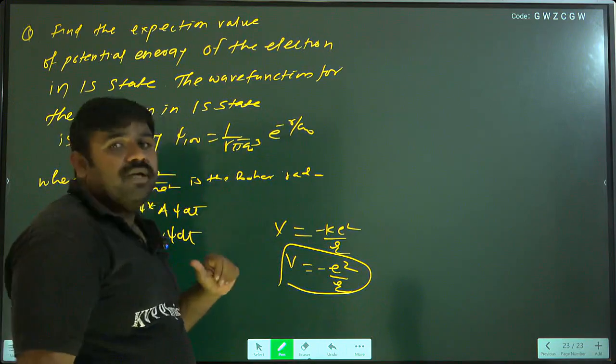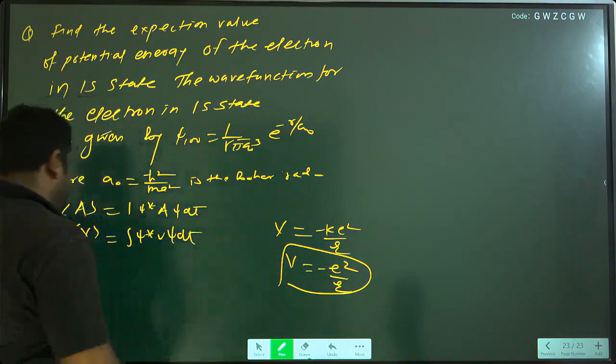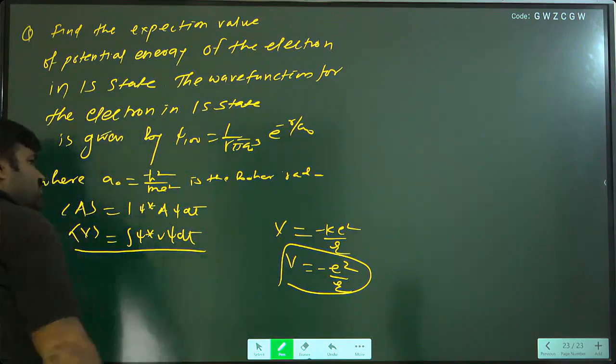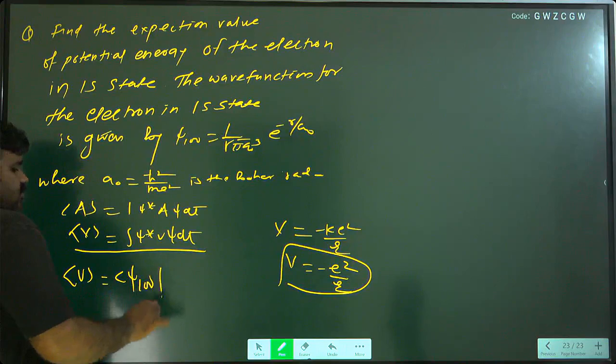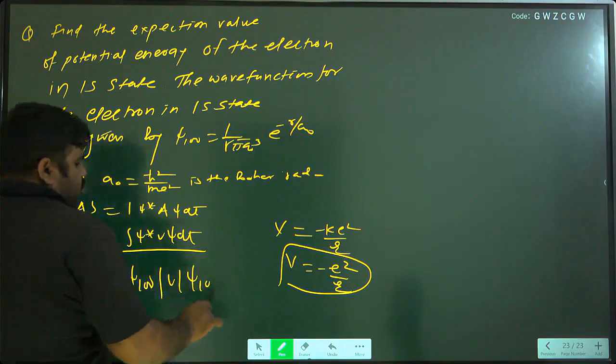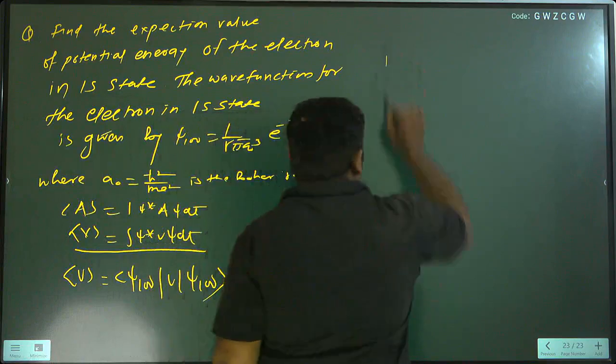But here the system is a hydrogen atom. What is the potential? Minus e square upon r. Meaning the expectation of V is equal to this one. The function is also known to us. What is the function? Psi 100. Understood? This is equal to how much then?